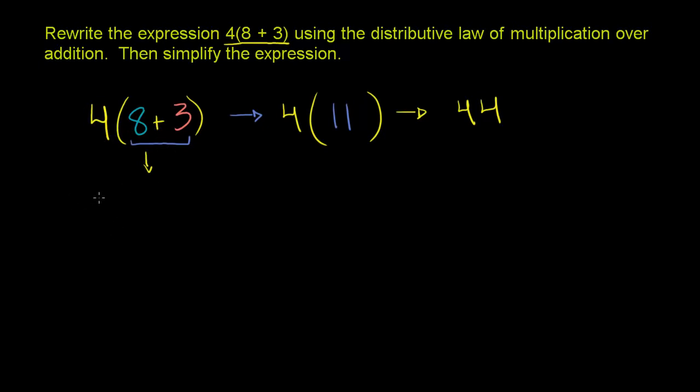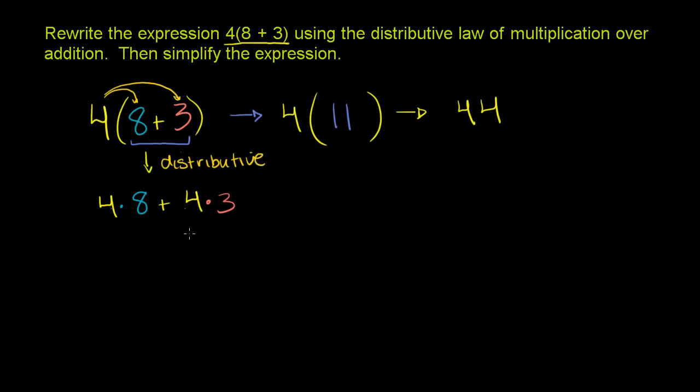So this is going to be equal to 4 times 8 plus 4 times 3. A lot of people's first instinct is just to multiply the 4 times the 8. But no, you have to distribute the 4. You have to multiply it times the 8 and times the 3. This right here is the distributive property in action. I'm going to show you in a visual way why this works.